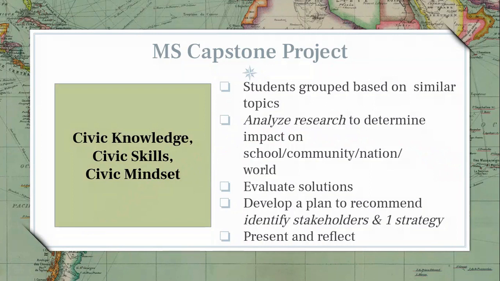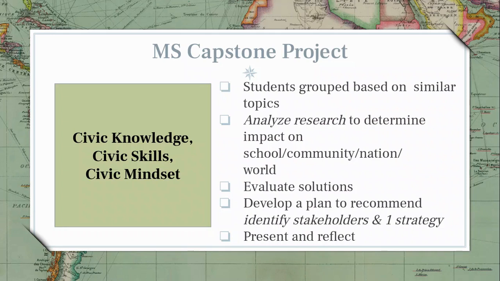So for the middle school capstone project, this is something that I'm going to support the students doing throughout the month of March. So we have not rolled this out as of yet, but the plan moving forward is to have the students be grouped based on similar topics. So I've surveyed them. We're organizing them into groups to help connect kids who have similar topics. Like for those students who took on poverty, we'll group them together. For those students who took on environmental challenges, we'll group them together.